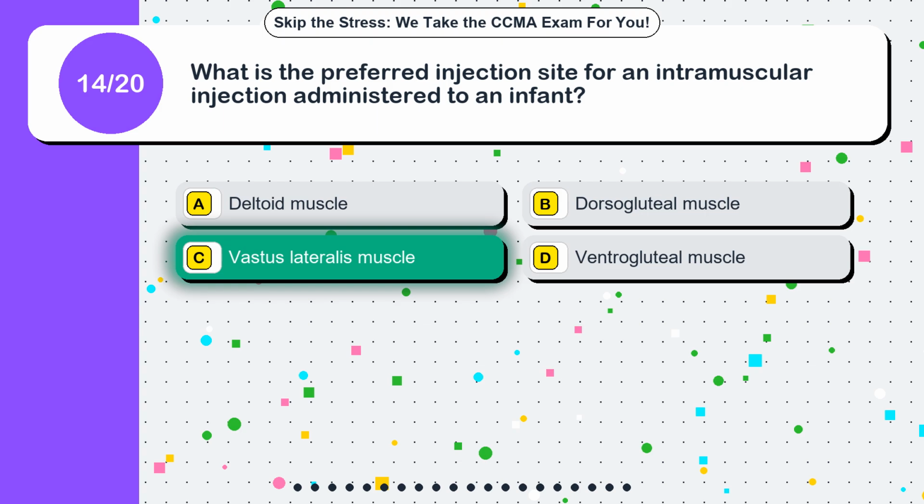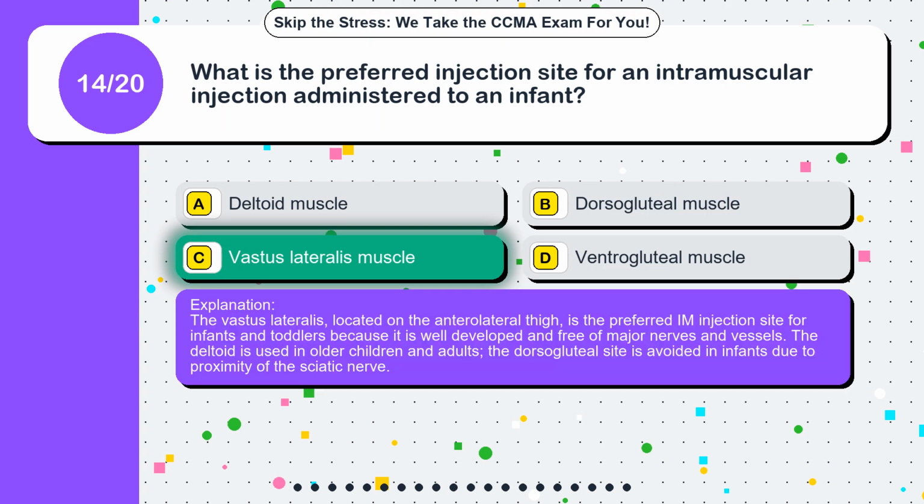Vastus lateralis muscle. The vastus lateralis, located on the anterolateral thigh, is the preferred IM injection site for infants and toddlers because it is well developed and free of major nerves and vessels. The deltoid is used in older children and adults. The dorsogluteal site is avoided in infants due to proximity of the sciatic nerve.